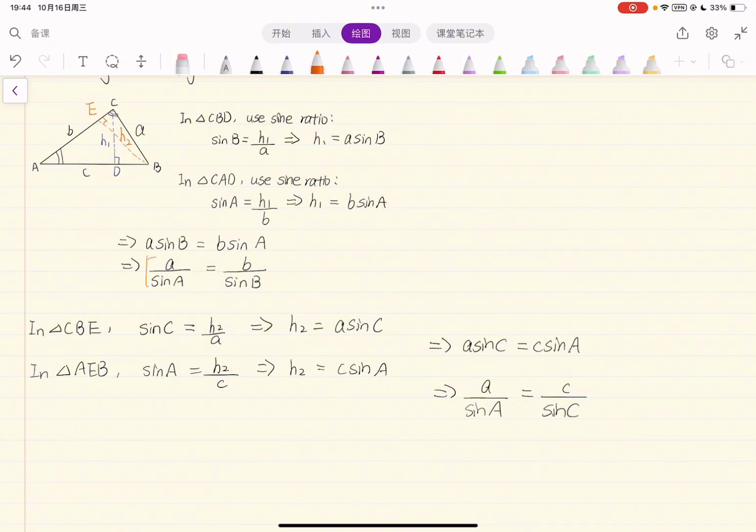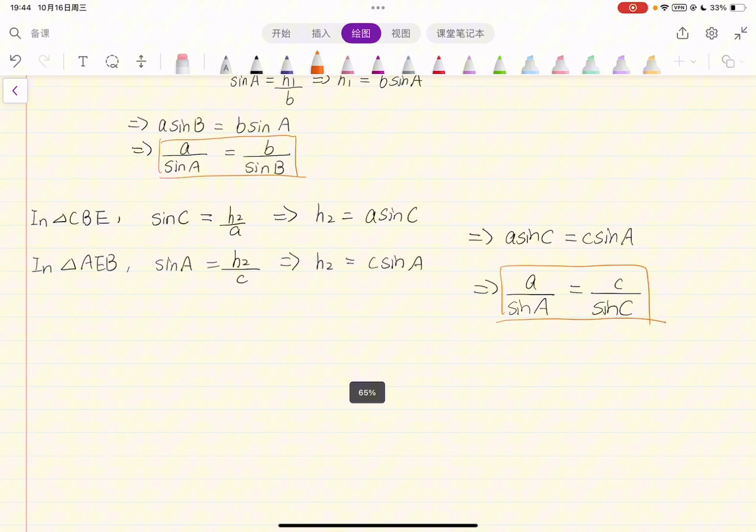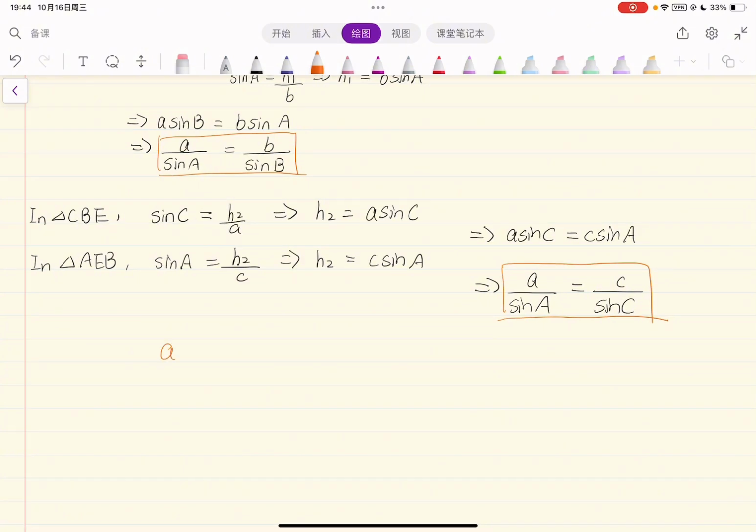Now from these two formulas, we can get that A over sine A equals to B over sine B equals to C over sine C. This is the sine rule.